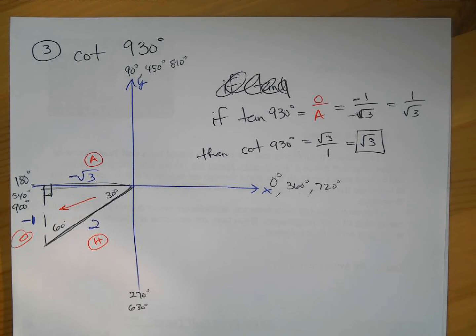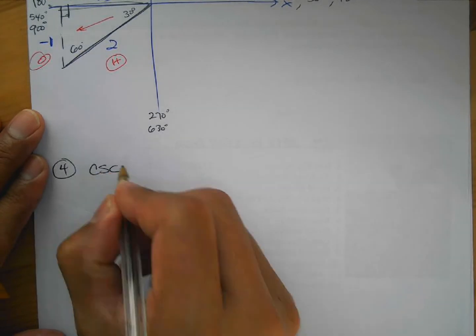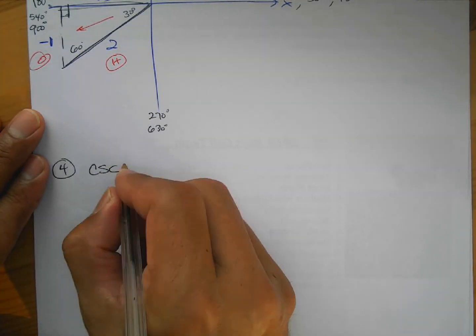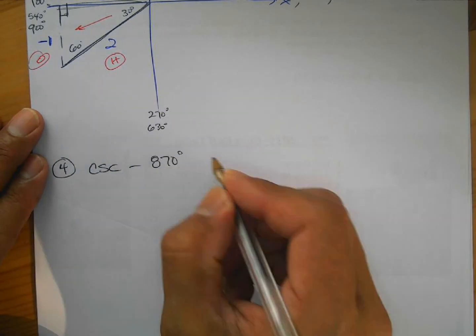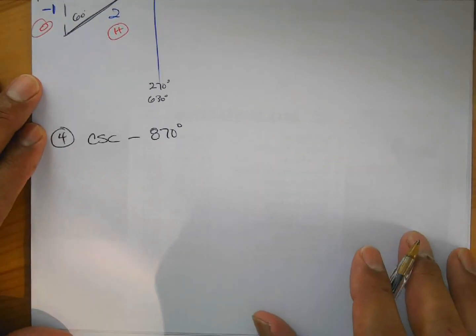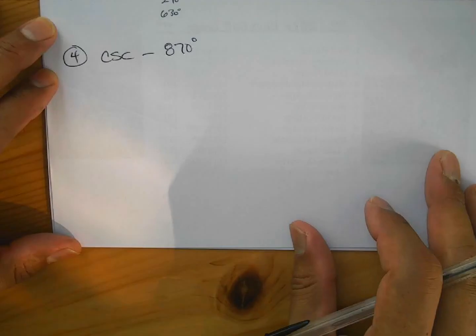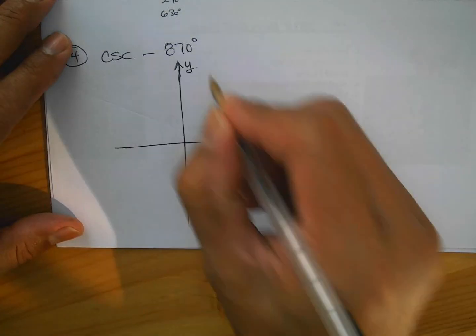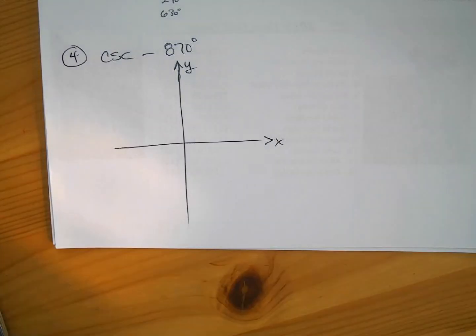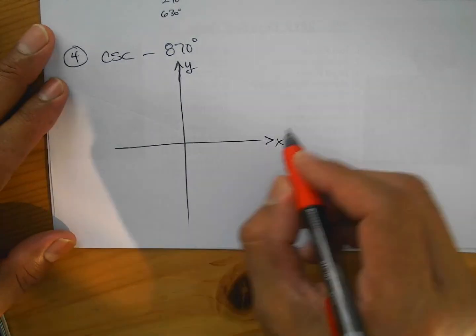All right, last one again, real quick. What do we got? Number 4. What about cosecant of negative 870? Negative 870. Well, got to draw it out. Got to see where it is. I don't know which quadrant it is. Going negative, we're going clockwise now, right?